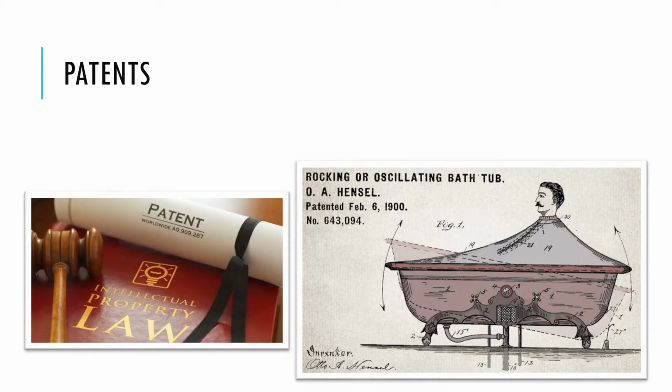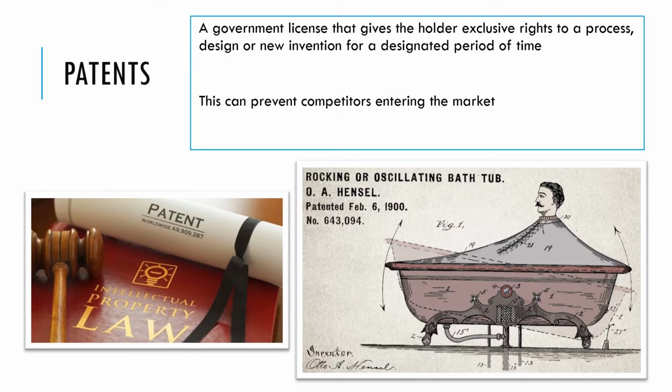A patent is another barrier to entry. A patent is a document from a government, a license that gives the holder, the creator of that particular invention, the right to use that invention exclusively for a period of time. This can prevent competitors entering the market. If you have the patent to a new technology, no one can copy your idea, so there can't be any competition.